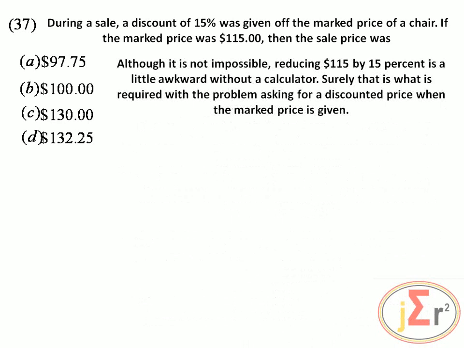Although it is not impossible, reducing 115 by 15% is a little awkward without a calculator. Surely that is what is required, with the problem asking for a discounted price when the marked price is given. So we are going to reduce 115 by 15%. That is what we are required to do. And I'm saying that it is a little bit awkward without a calculator.